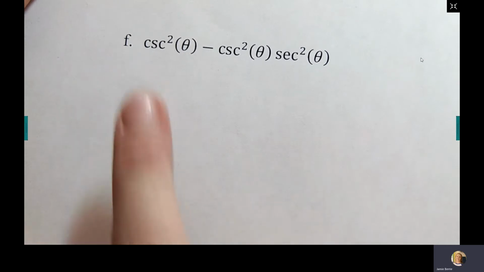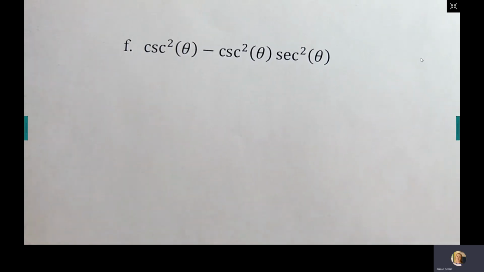Here we have part F: cosecant squared theta minus cosecant squared theta times secant squared theta. All right, so I want to change this to something that I think will probably look a little bit easier to you.